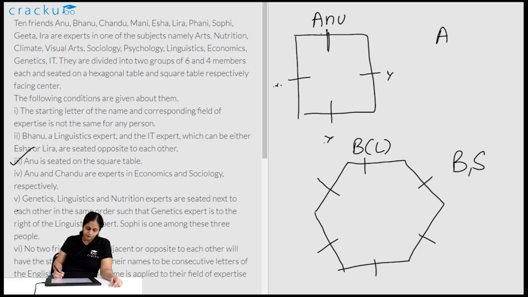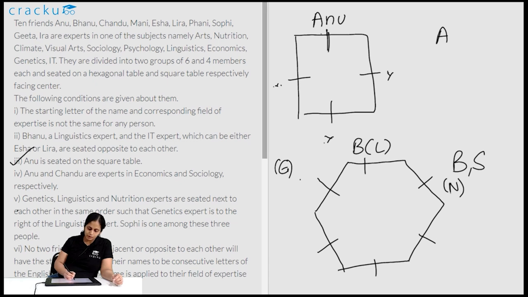Also I am told that Sophie is also among the group of 3 people. So Sophie is also on this table. The genetics person is seated to the right of this person and the nutrition expert is seated to the left of this person. So this person would be the genetics expert. Since they are facing the center, this person would be to the right and this person, the nutrition expert, is to the left.